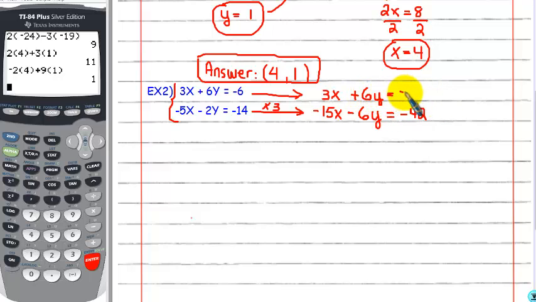And notice now that before we had 6y and negative 2y, they don't cancel, but now by multiplying the bottom one by 3, these two here will cancel, and that's exactly what I want to do. That's the cool thing about system of equations by elimination. So 3x minus 15x is going to give me negative 12x. And here the signs are the same, so I'm going to add. I'm going to get negative 48. And we're going to divide both sides by negative 12.